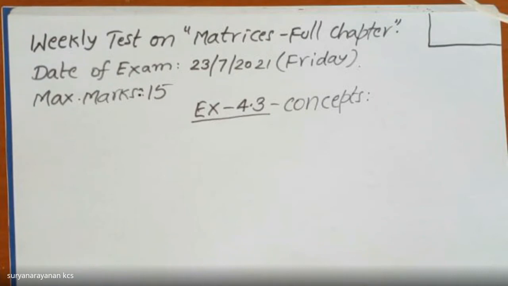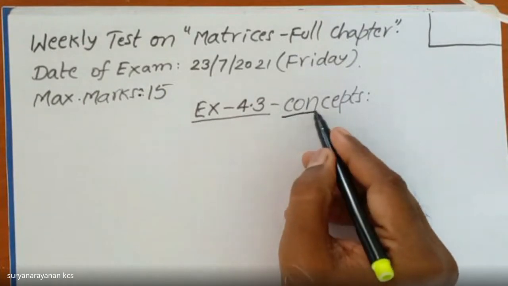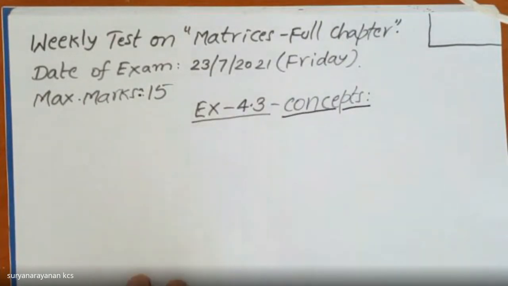Yes, my dear children, in the previous exercise, you have learned properties of determinants. Using the properties of determinants, you learned how to evaluate the determinant of a 3 by 3 square matrix. Please prepare this exercise well, my dear children. Now come to the next exercise, 4.3 concepts.